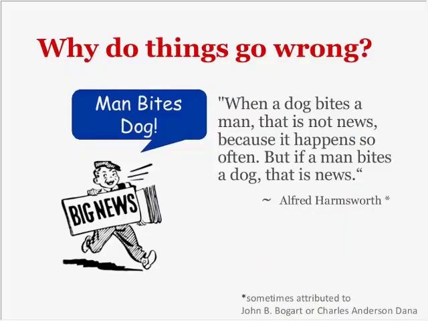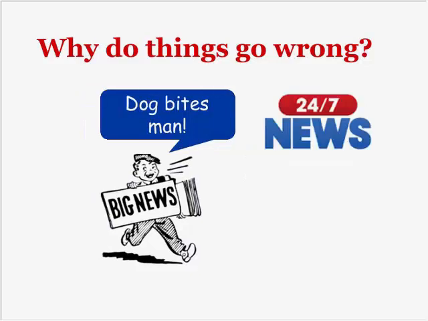So another thing that goes wrong is the issue of 24-hour news networks. There was a phrase that is of questionable origin. Who said it first? I think I did my research and it's Alfred Harmsworth. But anyway, that said, when a dog bites a man, that is not news because it happens so often. But if a man bites a dog, this is news. Now, 24-hour news networks, they have to fill up 24 hours a day of news, and suddenly you've got dog bites man in the news.